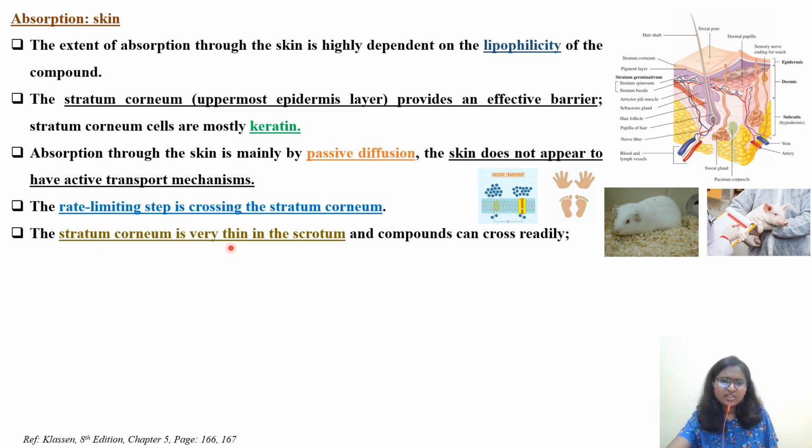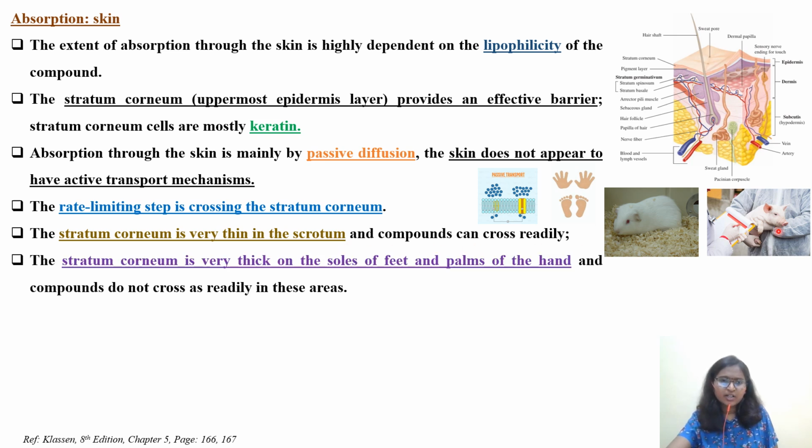Stratum corneum is very thin in the scrotum and compounds can cross readily. So again you have to remember one thing: throughout your body, skin is not distributed equally. In certain regions it is very thin, in certain regions it is very thick. In the scrotum region, the stratum corneum is very thin, so penetration of any chemical or compound through this particular layer is much easier, compounds can cross readily, right?